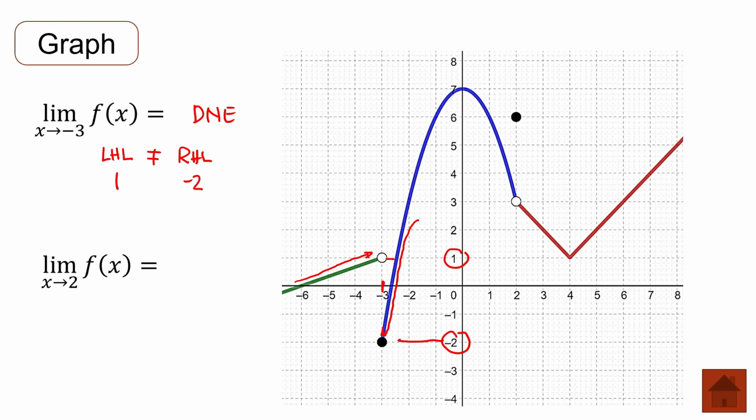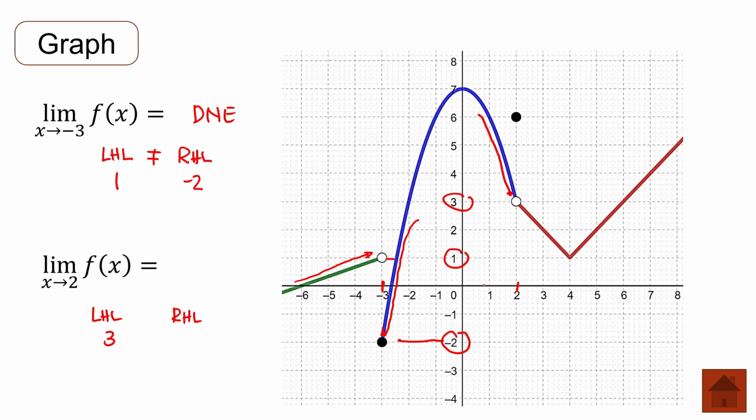Now let's check the limit of this function as x approaches 2. Again, we need to look at the left hand limit. Looking at this graph, it's approaching this point. It's not defined at this point for 2. As you can see, that's an open circle, but it's approaching that part of the graph, which is 3. So the left hand limit is 3.